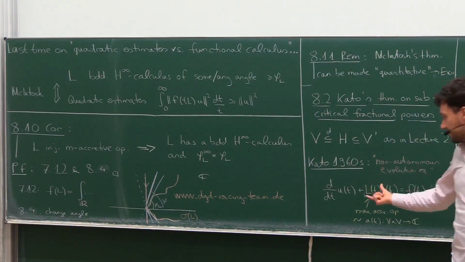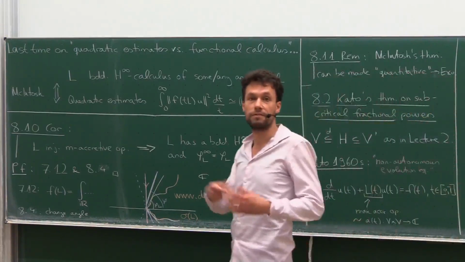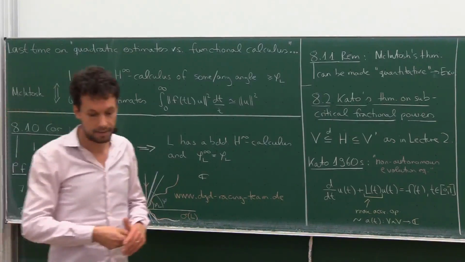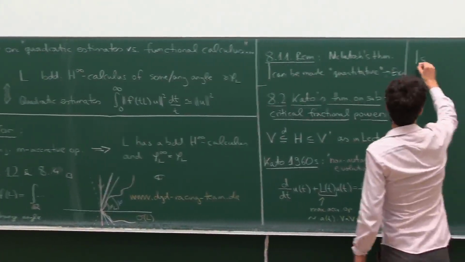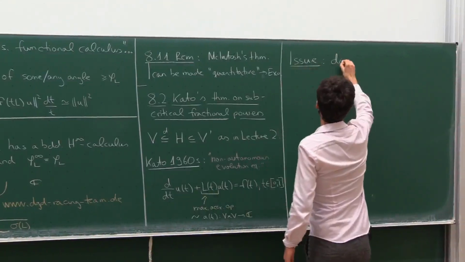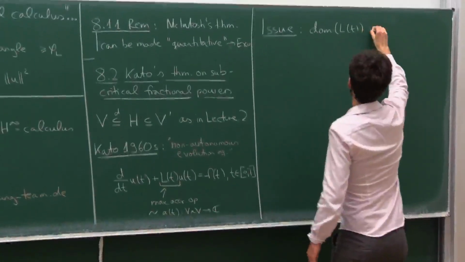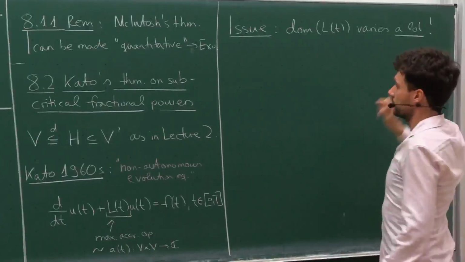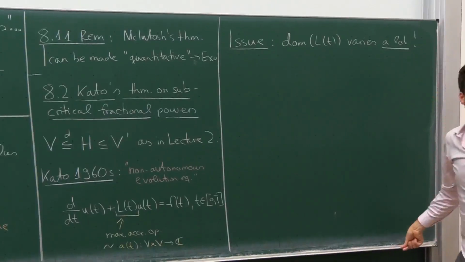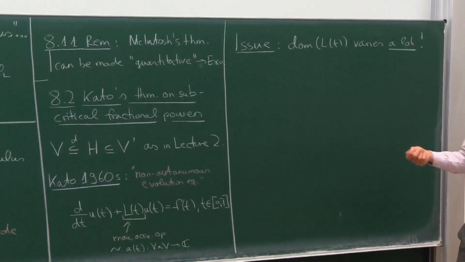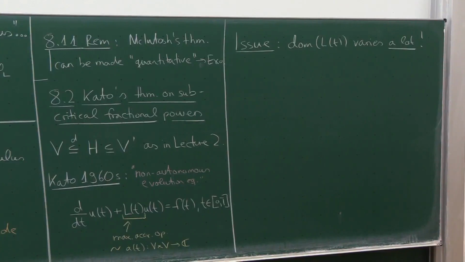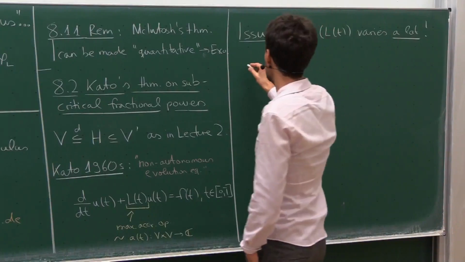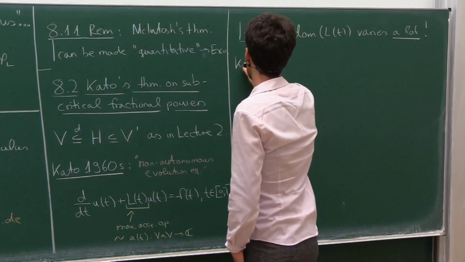Okay? So the domain of L of t is prone to severe changes when you switch from one sesquilinear form to another one. And so that's the issue, right? The issue: the domain of L of t varies a lot. And of course, Kato knew that, and there is no way out if you want to include elliptic operators in divergence form. You cannot say that this domain is not going to change, but what you can do is the following.